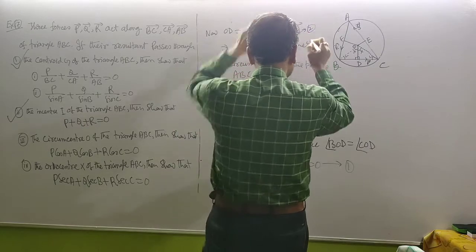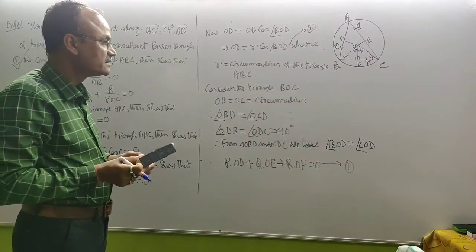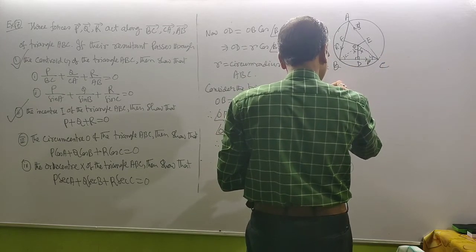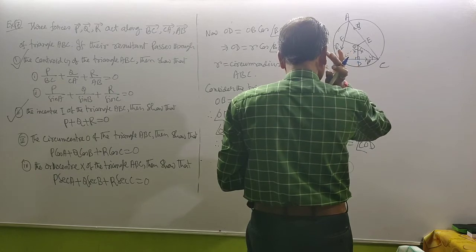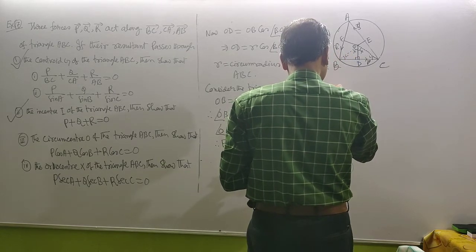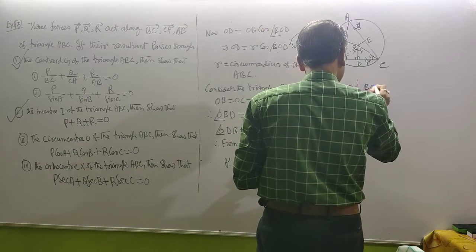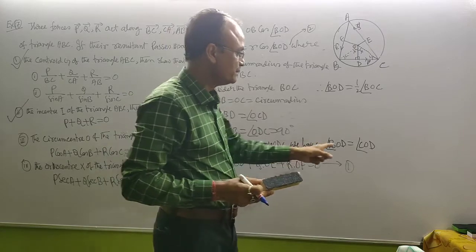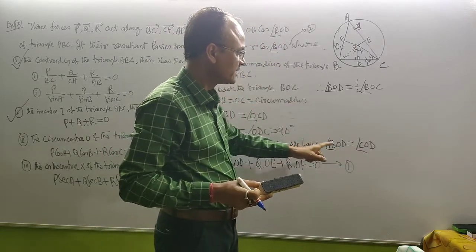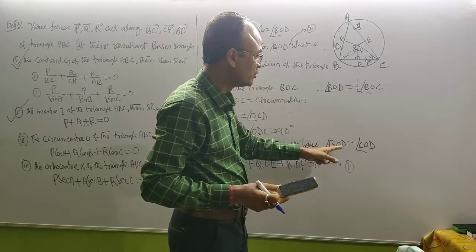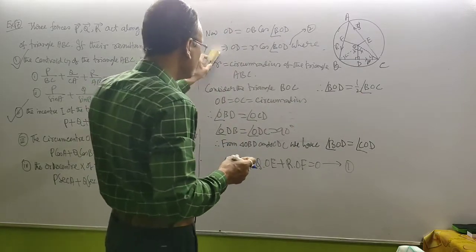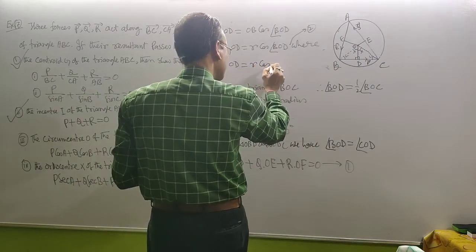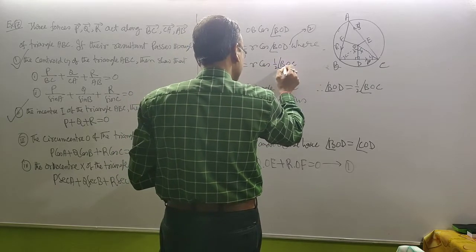Suppose this is number 2. Therefore, BOD should be equal to half of BOC, because this plus this equal to BOC. This plus this means 2 times BOD equal to BOC. Therefore, from 2 you will get OD equal to R cos half of angle BOC.